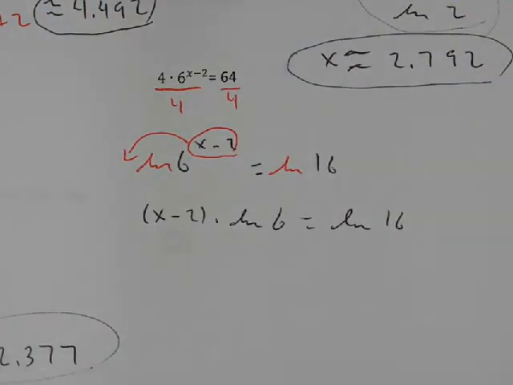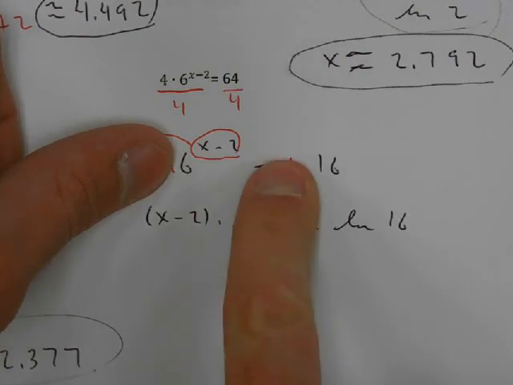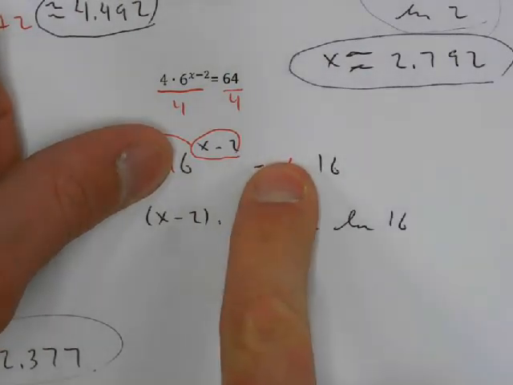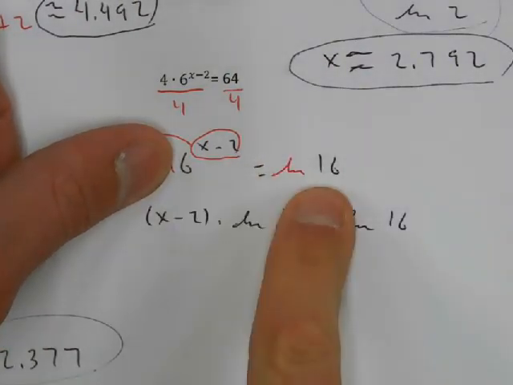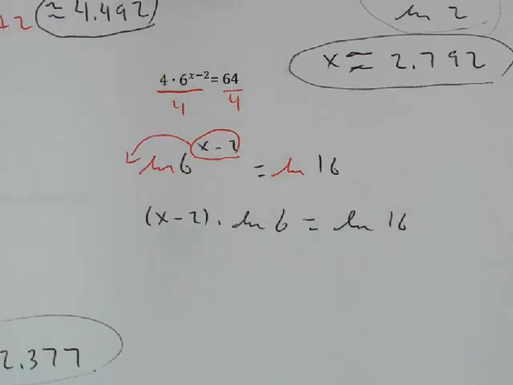Okay. Also, before we took the natural log of both sides, maybe one thing we should have done is approximate our answer. What should our answer be? 6 to what power is 16? Well, we know it's going to be 1 point something.